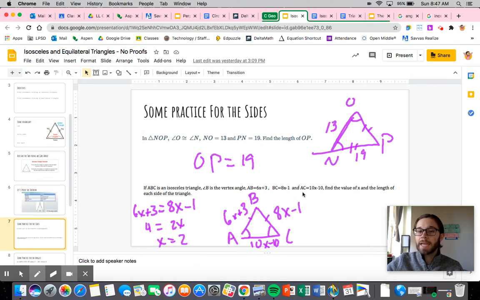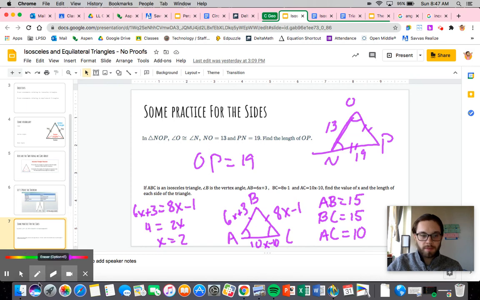All right, now it wants each side, so I'm going to plug it in. So AB, if I plug it in here, that would be 12 plus 3, which is 15. Well, we already know this one should be 15, and you can confirm that by plugging in the 2, right? 16 minus 1, 15. So BC is 15. And then we have AC, right? 10 times 2, which is 20, minus 10 is 10. And there you have it.